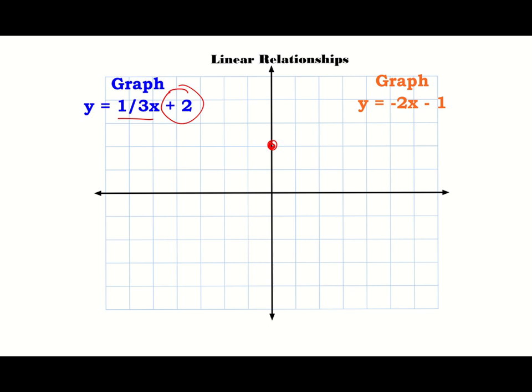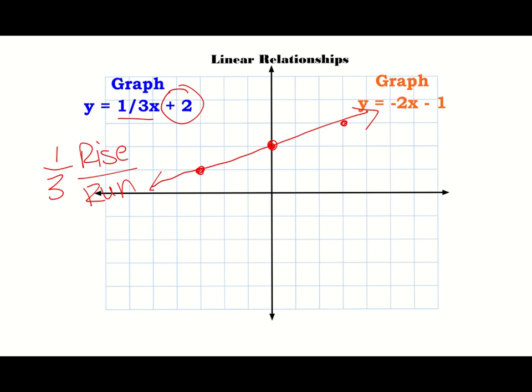So the 1/3, this is my rise over run. So I'm going to go up 1 over to the right 3, which will give me a positive slope. If I run out of room, I could go down 1 and over 3 in this direction and see how it's still positive. So this would be my line.